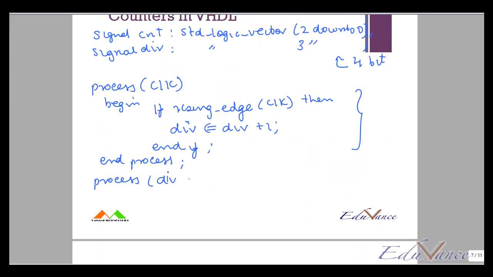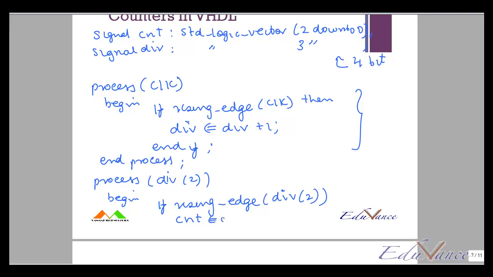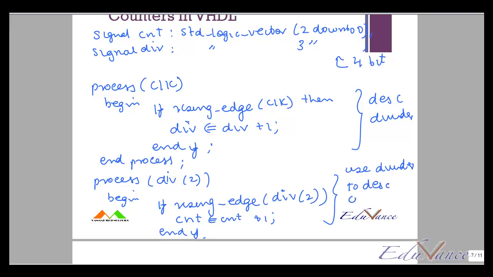So process divider 2, because I have 0, 1, 2, so hence I'll use divider 2, begin, if rising edge divider 2. So for every rising edge of divider 2, I will do count is count plus 1, end if and end process. So here I describe my divider, and here I use the divider to describe my counter.